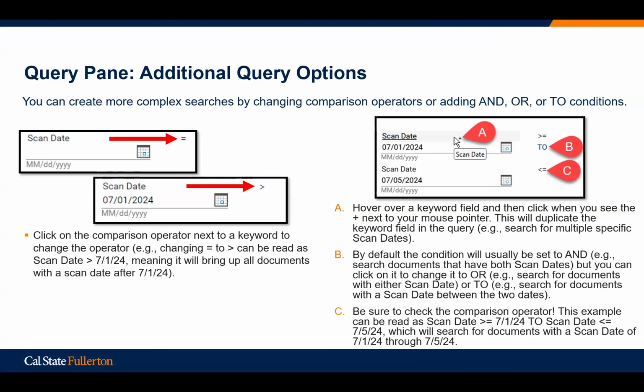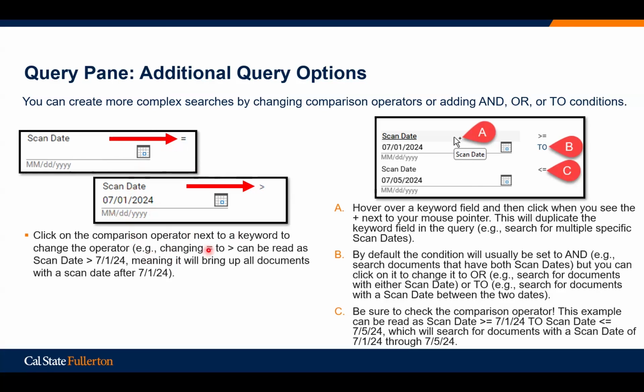There are some additional query options if you'd like to create more complex searches. The default comparison operator for most of the keyword fields is an equal sign, meaning that scan date is equal to a particular scan date. But you can click on this to change it. Depending on what type of field it is, the comparison operators available to you may differ. In this case, I changed it to a greater than sign, which means I want anything where scan date is greater than 7/1/24, meaning that it's going to show me all documents that have a scan date after July 1st, 2024.